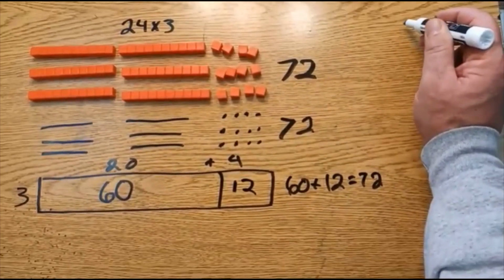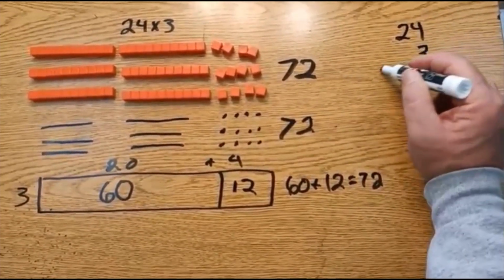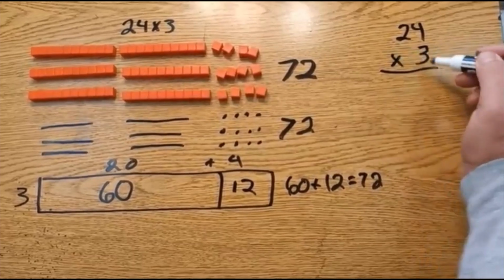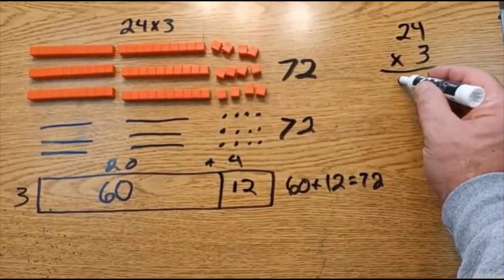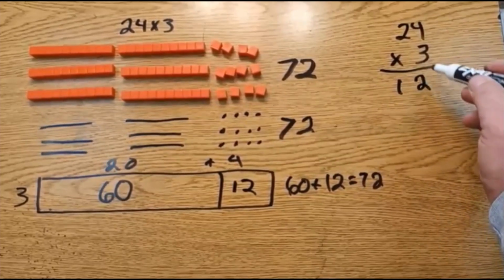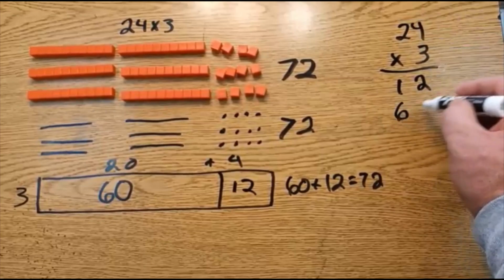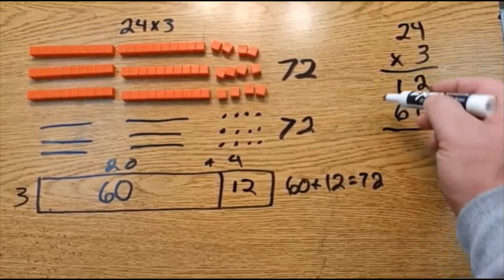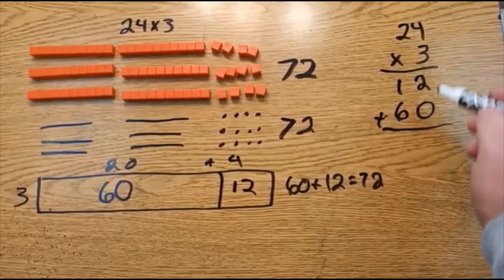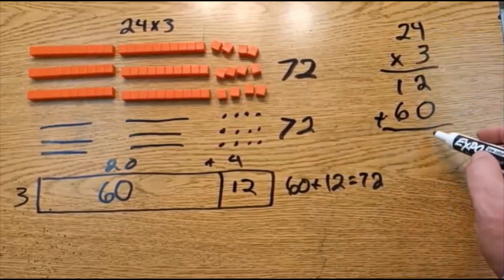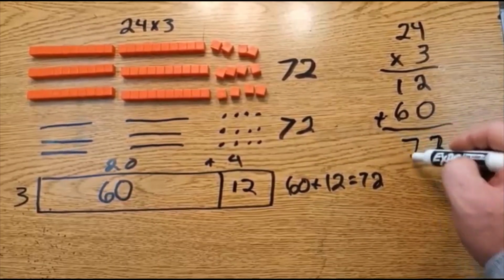So we would do 24 times 3. The first thing I would do is 3 times 4. 3 times 4 is 12. And then I would do 3 times 20, and 3 times 20 is 60. And we call it partial product because we have the product of 3 times 4 and the product of 3 times 20. And then all we have to do is add that up. And that is 72.